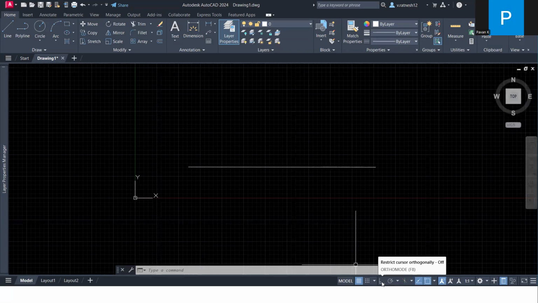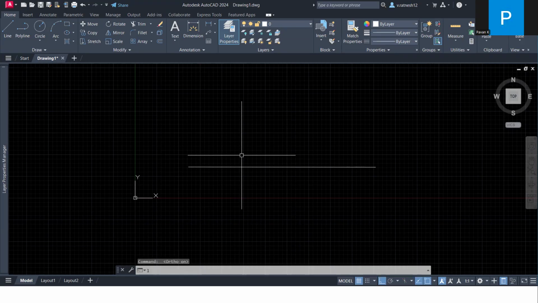It is only direct in 90 degrees. You can adjust it to 45, 30, whatever you want. But 90 is okay, this is recommended. So we will turn it on. Now we are giving the line command again.